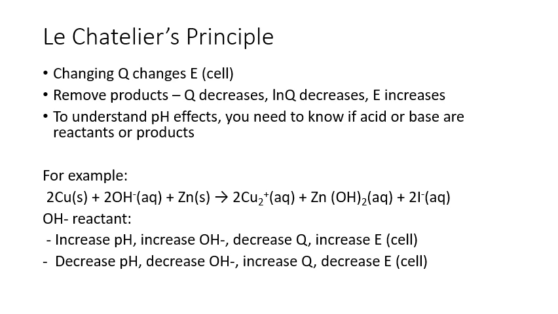To understand the effect of pH, we would need to know if the acid or base molecules are on the reactant or product side of the reaction. For example, in the reaction shown, hydroxide anions are on the reactant side. That means that an increase in pH is an increase in reactants and the cell potential will go up. A decrease in pH is a decrease in reactant concentration, therefore the cell potential will go down.